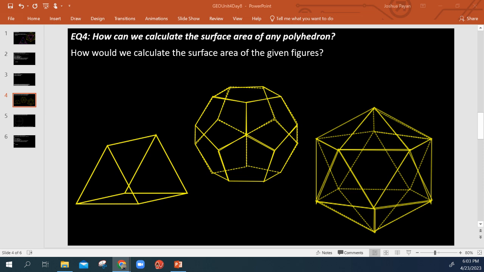Okay, so in this second and final video of day 8, unit 4 in geometry, yes, I decided it's only going to take 2 videos. I'm briefly going to talk about surface area regarding polyhedra in general, and then specifically about spheres. So first, let's just talk about polyhedra.